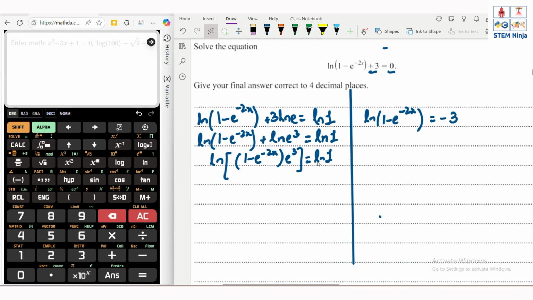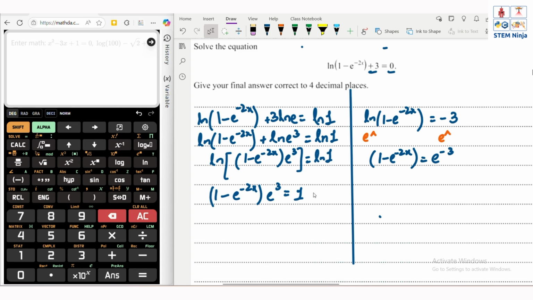So now ln is equal to ln, so we can equate the arguments now. That (1 - e^(-2x)) times e^3 equals 1. Now let's see in the second side, on the right hand side, whether we get the same thing or similar thing at least or not. So over here, all we have to do is to take e raised to power to reverse the ln. This becomes 1 - e^(-2x) and then e^(-3).